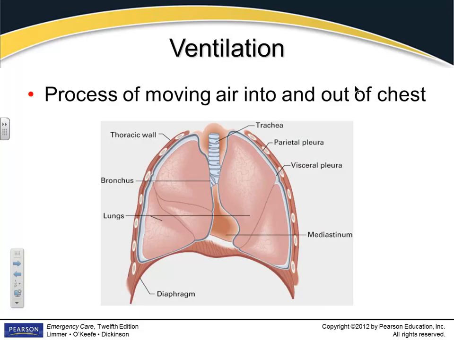Okay, nothing new here. What's the difference between ventilation and respiration? Somebody tell me what ventilation is. Ventilation is just the movement of air in and out. What's respiration? Gas exchange. What is internal respiration? Where does internal respiration occur? The cellular level. Where does external respiration occur? In the alveoli. Good job.